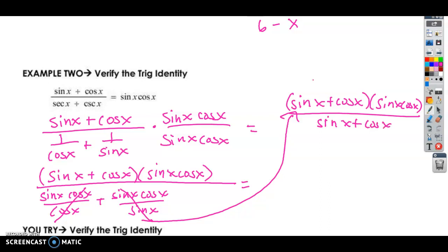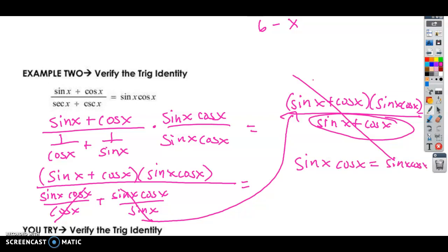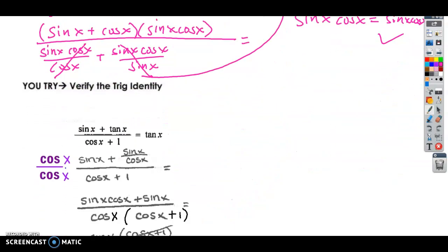Well, sheesh. Sine of x plus cosine of x is exactly the same as this factor up here. So I can go ahead and cancel those factors. And what am I left with? I should put my equal sign. So I'm left with sine of x cosine of x equals sine of x cosine of x. So it did work out. Might want to look at that one again.